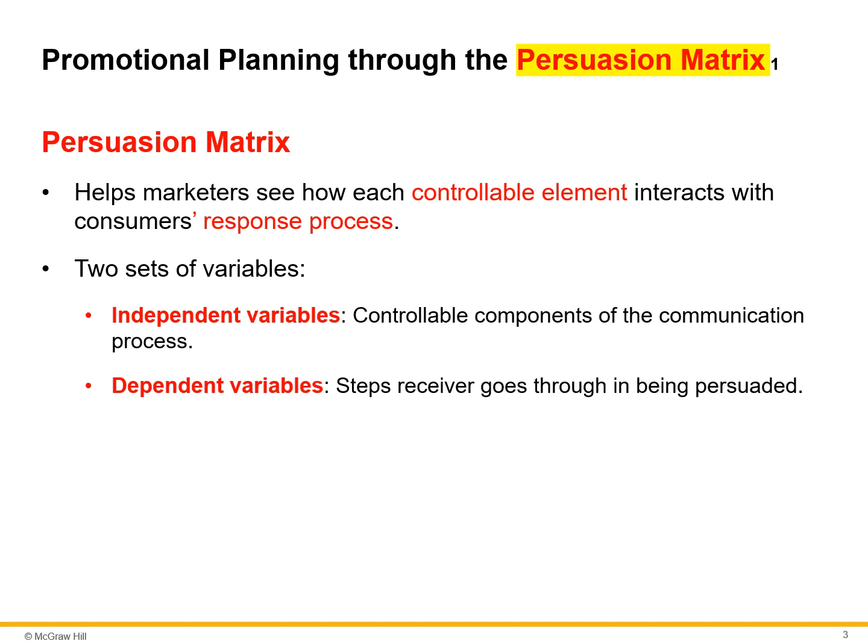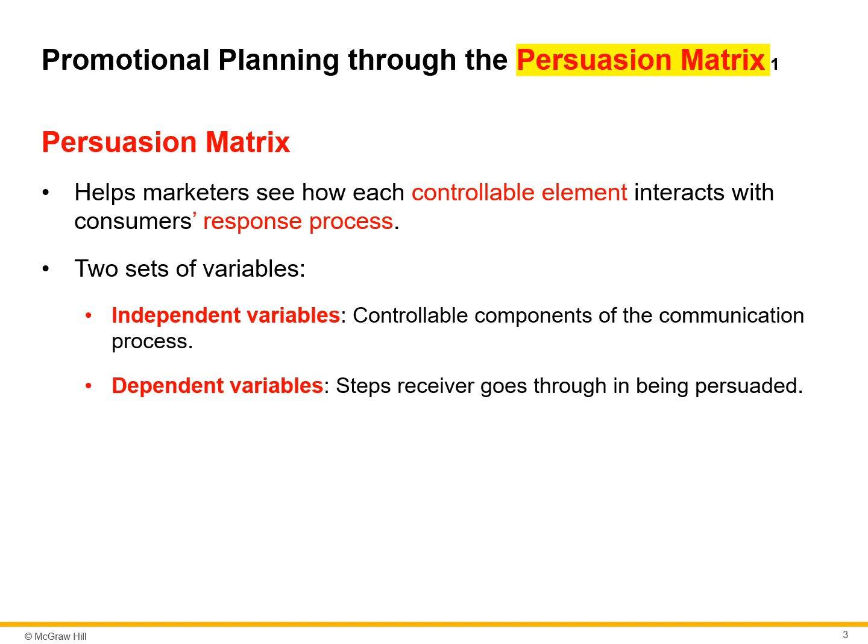In marketing, we like to talk about a lot of things like mix or matrix. Here we talk about promotional planning through the persuasion matrix, which helps marketers to see how each controllable element interacts with the consumer's response process. Controllable elements are those that the marketers can use or control, and also the consumer's response process.